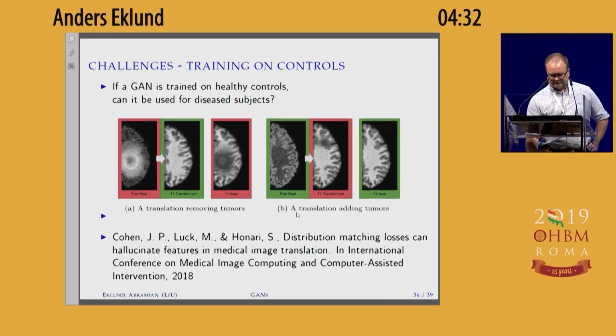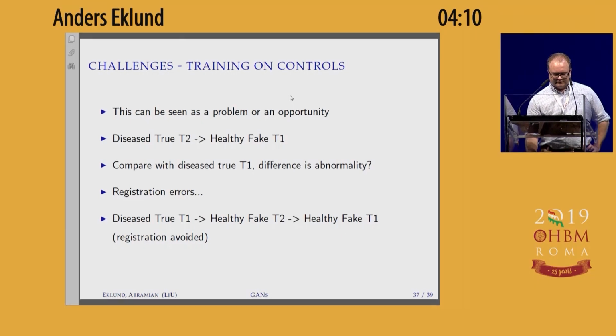And if they instead train the GAN with images from brain tumor patients and apply it on healthy controls, it can instead add tumors. So when you train a GAN, you have to be a bit careful with what kind of data you use for training and the kind of data you use for the application. We can see this as a bug or as a feature.